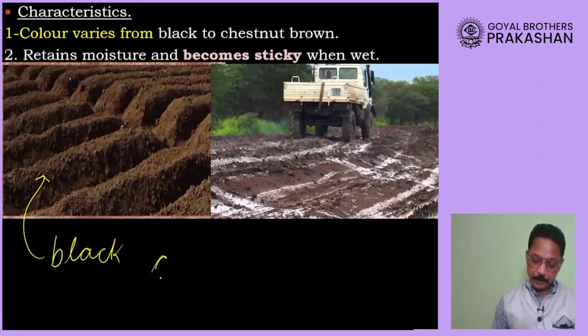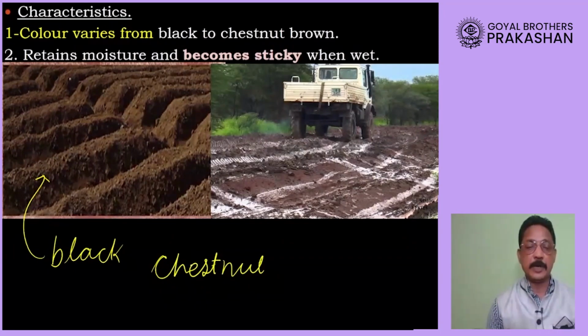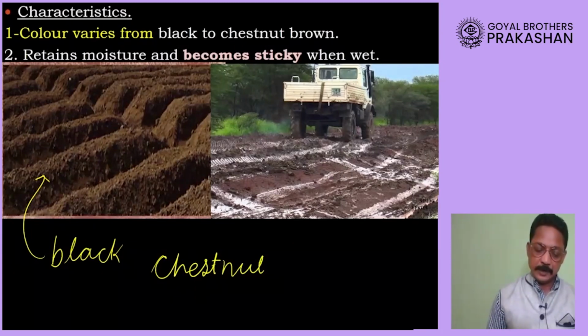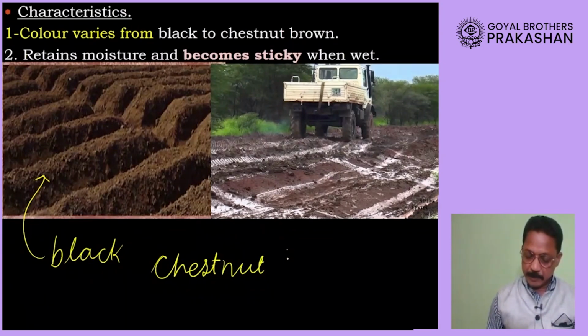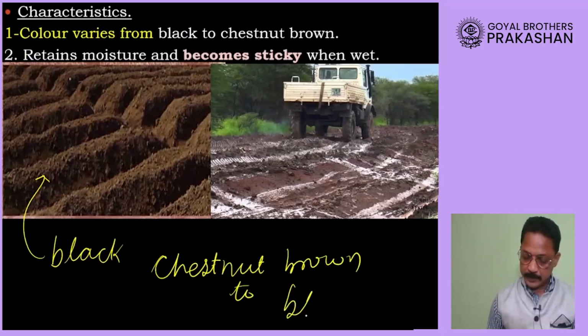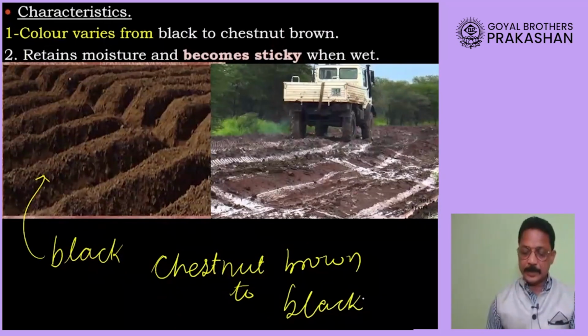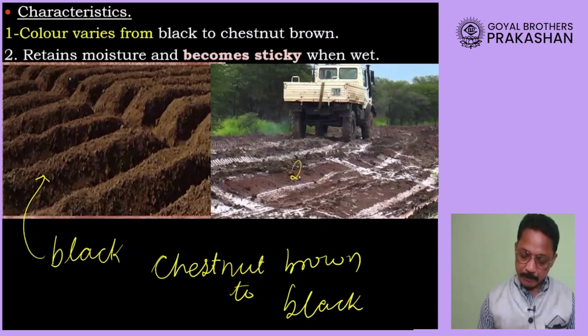This color is called chestnut brown. Okay, we call it by the name chestnut brown. So this soil is chestnut brown to black in color. Somewhere it is chestnut brown, somewhere black. Now look at this picture number 2.